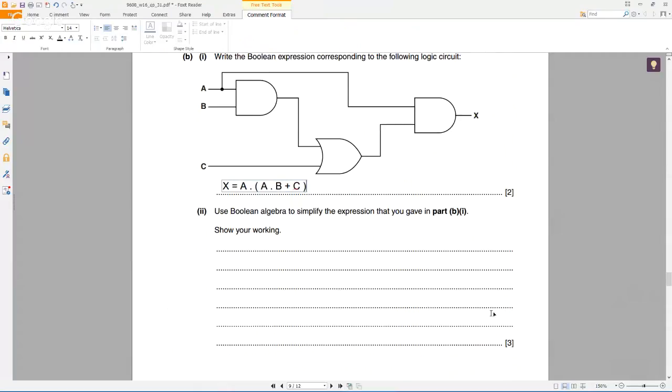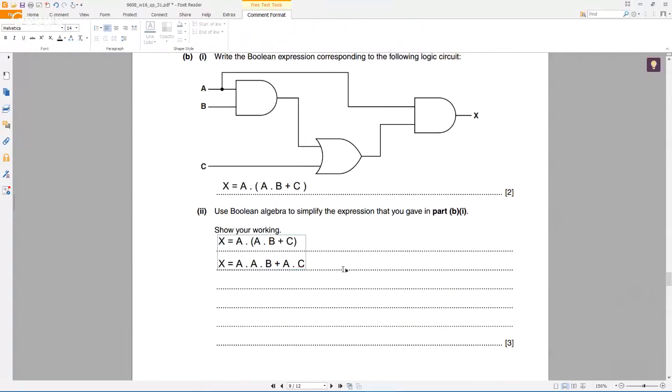And then you need to simplify this expression, okay? So how can we do that? Let's use the distributive law here. So let me copy this here once again, the same expression. Here X will be A dot B plus A dot C.